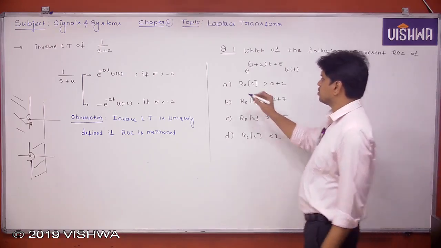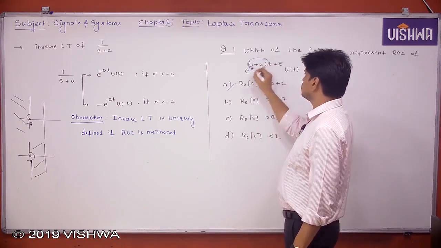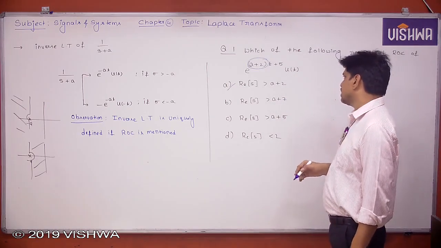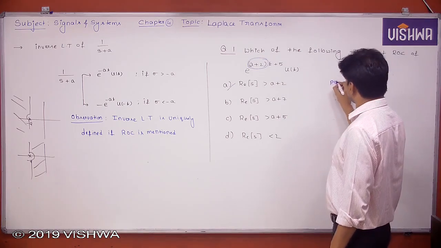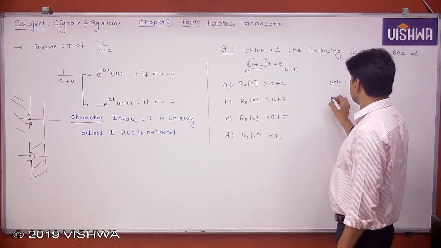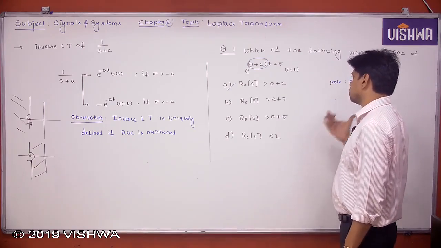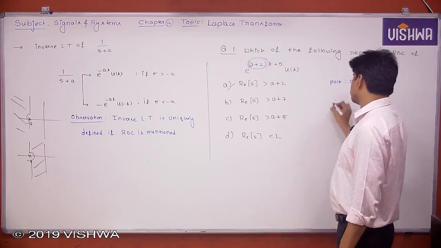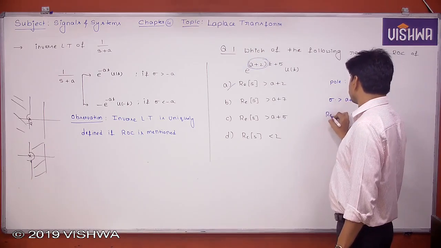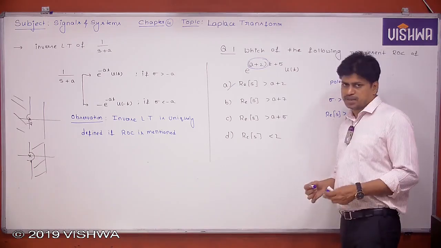Answer is this one. Because what is the pole here? The coefficient of t is the pole, and it is a right side signal. So the pole is a plus 2, and for a right side signal, the real part of s has to be greater than a plus 2. So sigma greater than a plus 2. What is sigma actually? Real part of s greater than a plus 2. Answer is A. Take it.